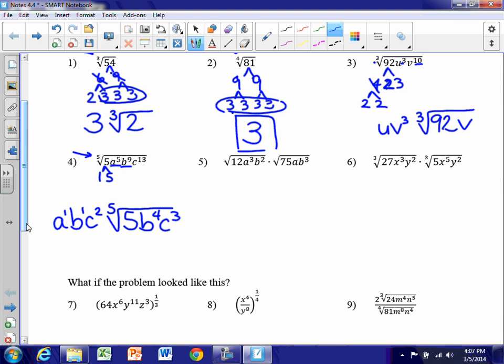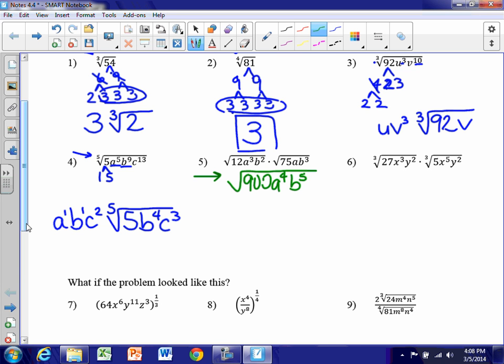All right, let's change colors. In number 5, we have a multiplication. So just like with square roots, you multiply first. Notice this is actually a square root. All right, 12 times 75 is 900. And then remember, you add the letters, so you get 4 A's and 5 B's. And again, if there's no number in the radical, it's understood to be a 2.